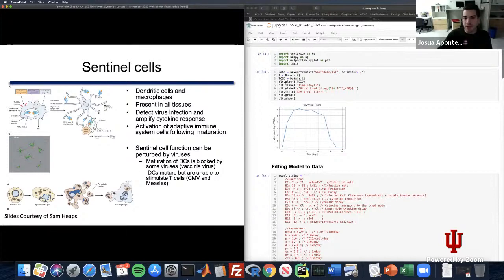So this is important because in our model, in the first model we constructed, we were thinking just in terms of the cytokine signal being transported to the lymph node. But in reality, it's a combination of, yes, pro-inflammatory signaling molecules, but in terms of the specificity for differentiation, that is stimulated by the information collected by these sentinel cells.